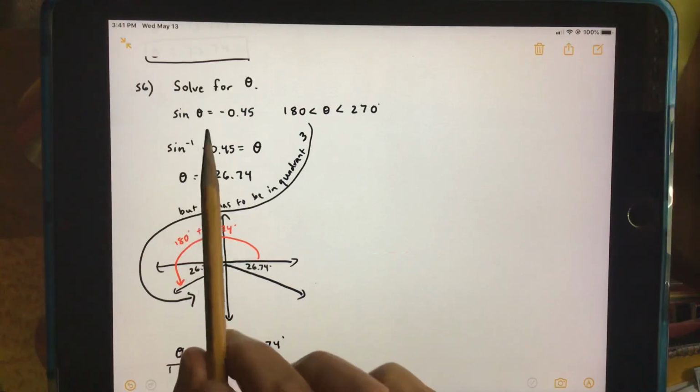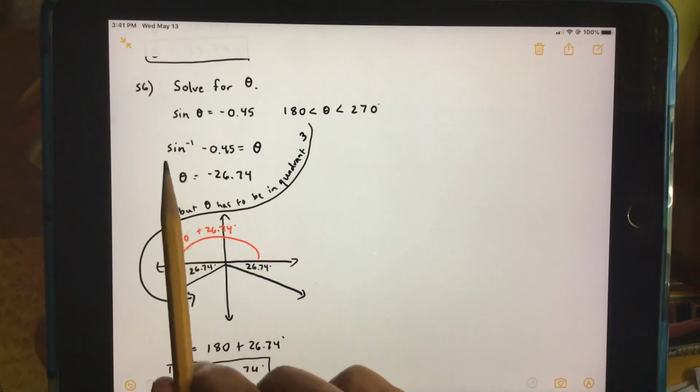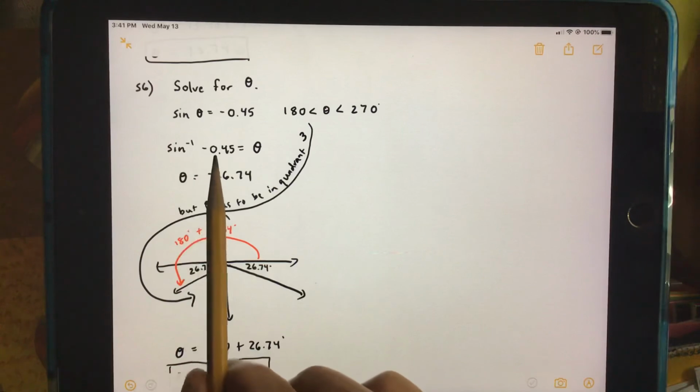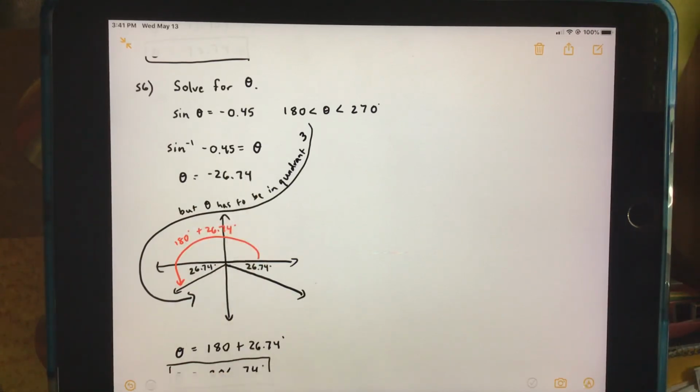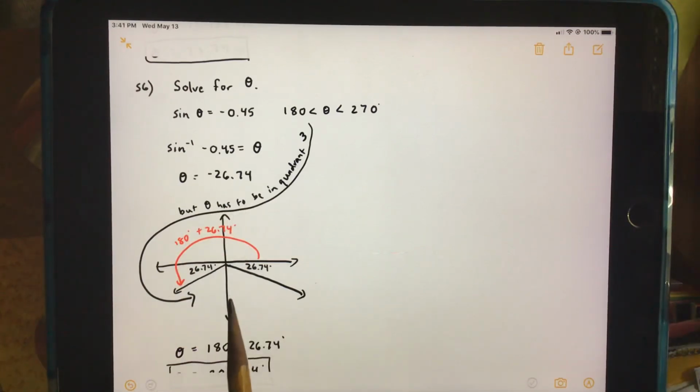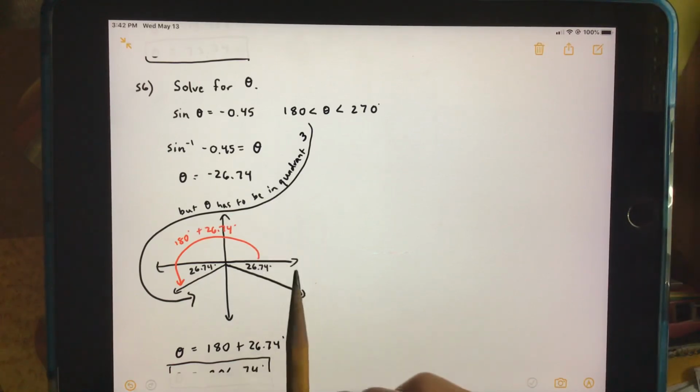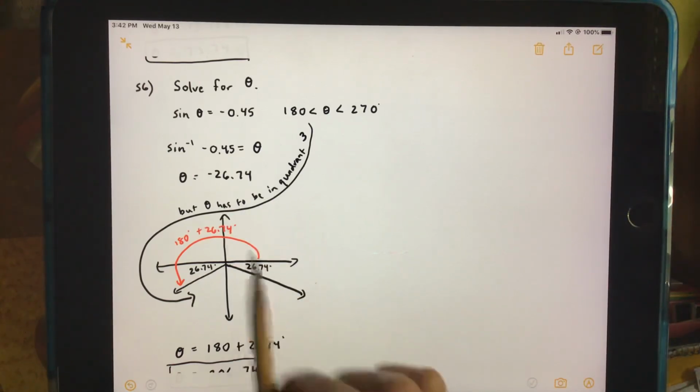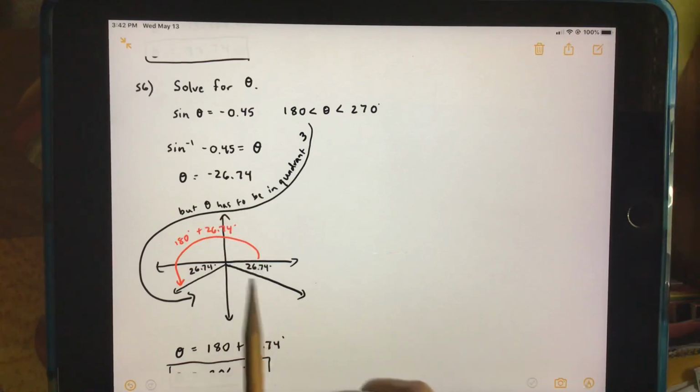First step, rewrite this equation in its inverse form. So the angle whose sine is negative 0.45 is theta. We're going to reverse the sine and the negative 0.45 as we rewrite this in inverse form. Using our calculator, we'll find out that theta is negative 26.74 degrees. And that is not our final answer, because that actually gives us an answer here down in quadrant 4. The negative 26.74 is down here.